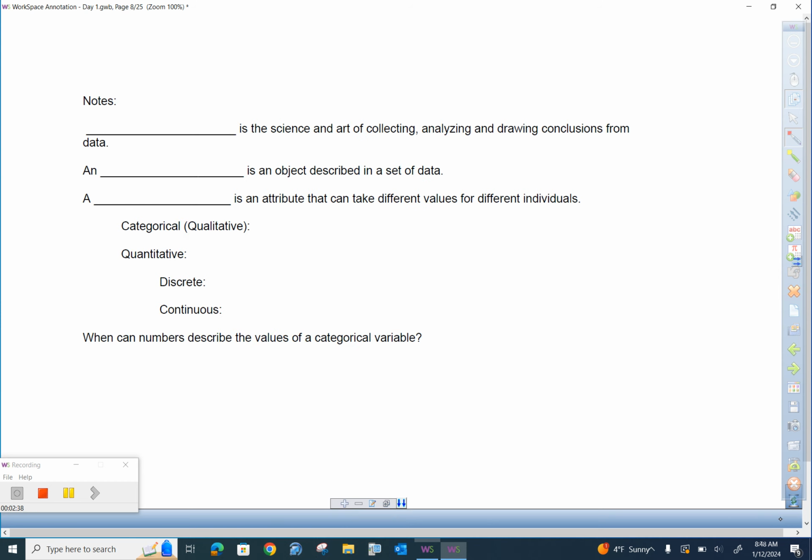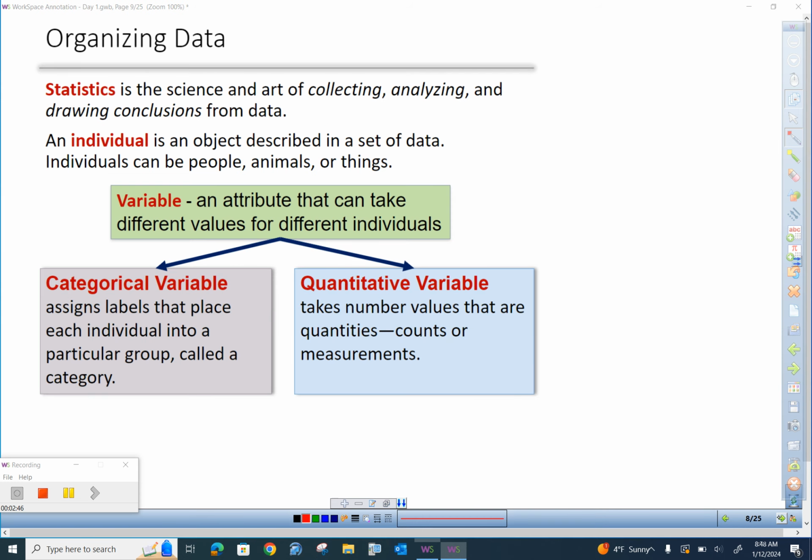So here's the note sheet I was talking about. We're going to go over some of these things. You should be filling out these as we go. So starting out, statistics is the science of collecting, analyzing, and drawing conclusions from data. That's what this class is all about. When we say the word individual, it does not necessarily mean a person like it does in English. The individual is the thing that our data is describing. It could be people, it could be animals, it could be objects. But that is the who in your information, whether it's a person or not.